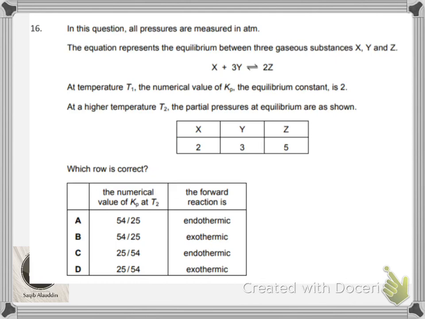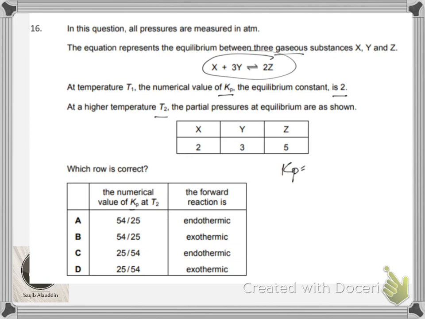Question 16, a reaction is given to you. They're all 3 gases. Equation is given. They say at T1, the numerical value of Kp, the equilibrium constant, is 2. So the Kp is 2 at T1. At a higher temperature, the partial pressures are given. Now they say which row is correct. The numerical value of Kp at T2. We need to find the numerical value of Kp.